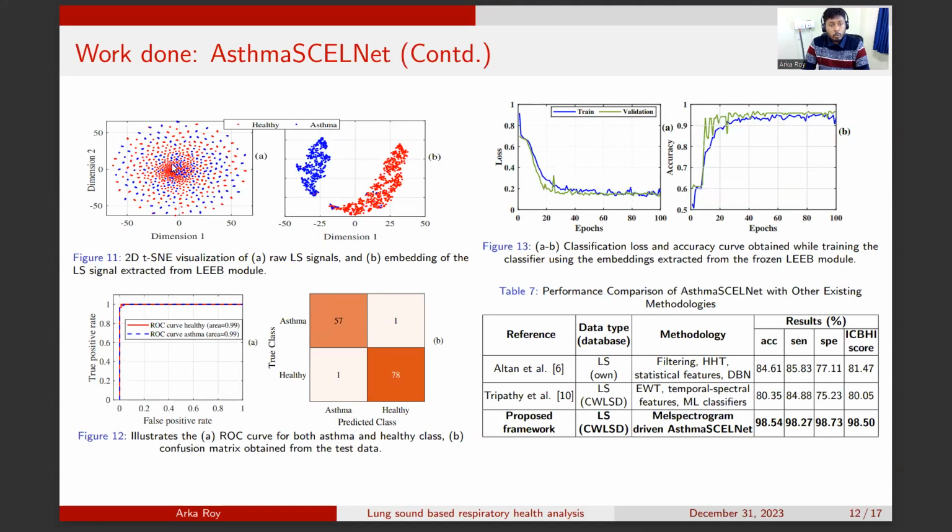Okay, so to show that the LEAP module basically extracts a good kind of feature, over here we have shown the raw lung sounds t-SNE plot, and this is the t-SNE plot of the embeddings extracted by the LEAP module. So we can see that there is a clear-cut difference between the asthmatic class and the healthy class. So any linear classifier, for example the shallow classifier that we have used, will classify very easily.